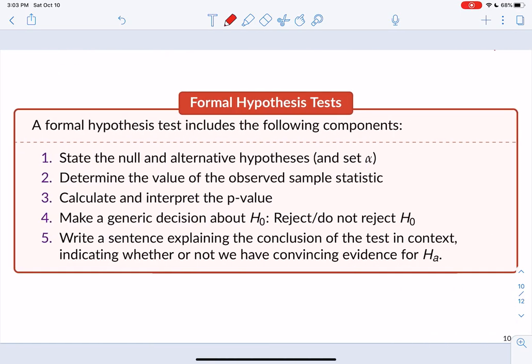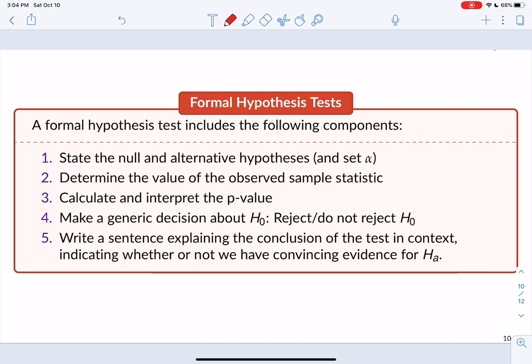So when we do formal hypothesis testing or formal statistical testing, it's always going to consist of these things. We're going to state our null and our alternative hypothesis. That's going to be step one. We're going to determine the value of our observed sample statistic. Then we're going to calculate and interpret the p-value.